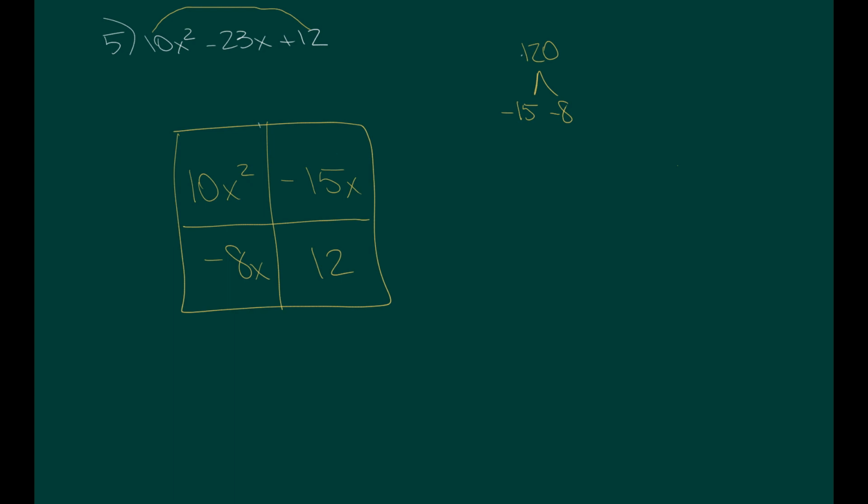Now, what's the greatest common factor of the first row? A 5x. The greatest common factor of the second row is a 4, and since the first thing that I run into here is negative, the 4 is going to be negative. My first column, the greatest common factor is a 2x. My second column, 15 and 12 would be 3, but since the first thing I run into is negative, that has to be negative. So I would get 2x minus 3 times 5x minus 4.